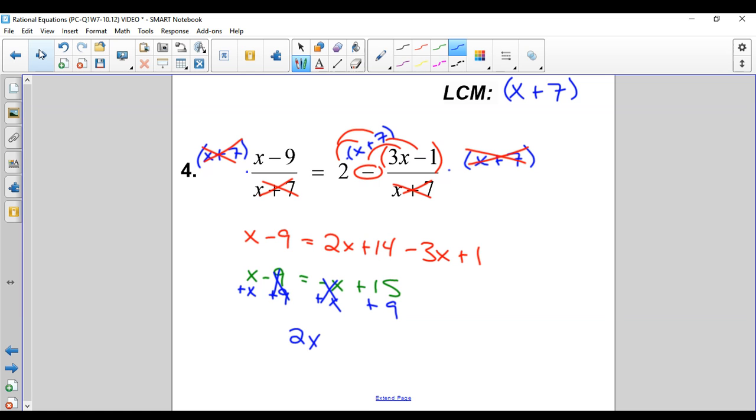I get 2x equals 24. x equals 12 once you divide by 2. 12 does not make the bottom 0 on either fraction, so you're done.